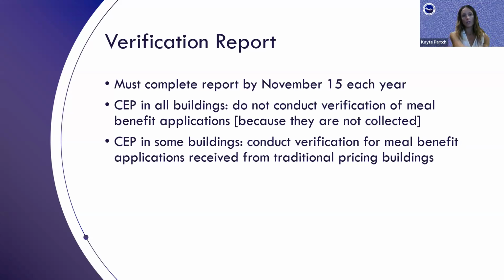The pool of applications that you're verifying, or pulling the random sample from to verify, would come only from the applications submitted for the children who attend the traditional pricing buildings and have a benefit determination made for eligibility on free or reduced price meals because they completed that application for you.